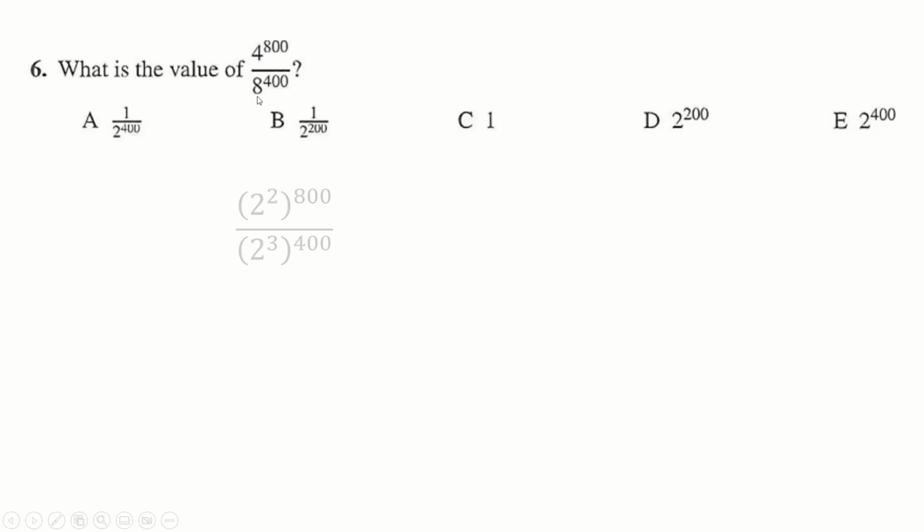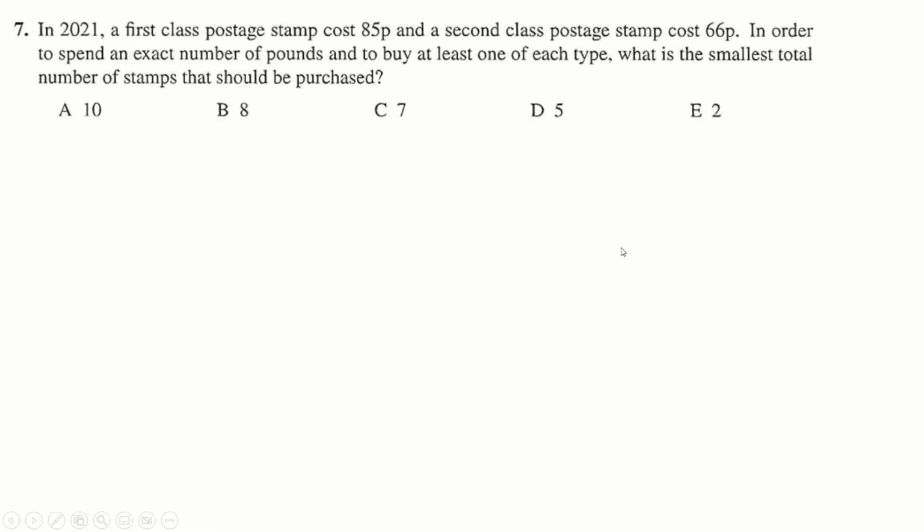Question number 6, very straightforward. This is 2 squared, this is 2 cubed. Follow your indices laws, this is 2 to the 1600, this is 2 to the 1200, take them away, 2 to the 400 will be the answer. Excellent. Question number 7. There's probably a more intelligent way to do this.